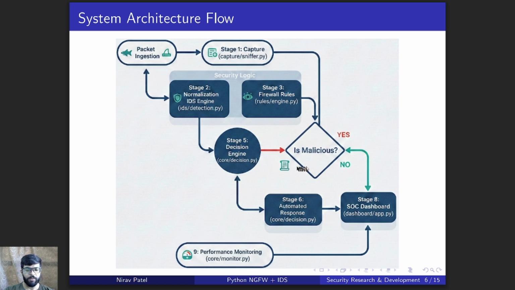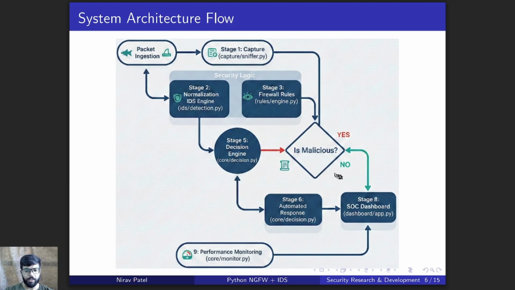Now, we will go through the malicious decision node. After correlation, the system evaluates the critical question: is the traffic malicious? The decision is based on policy violation, behavioral anomalies, repeated suspicious activity, and escalation threshold, which we have seen in stage 2, stage 3, 4, and 5. From here, the architecture branches into two paths: yes and no.